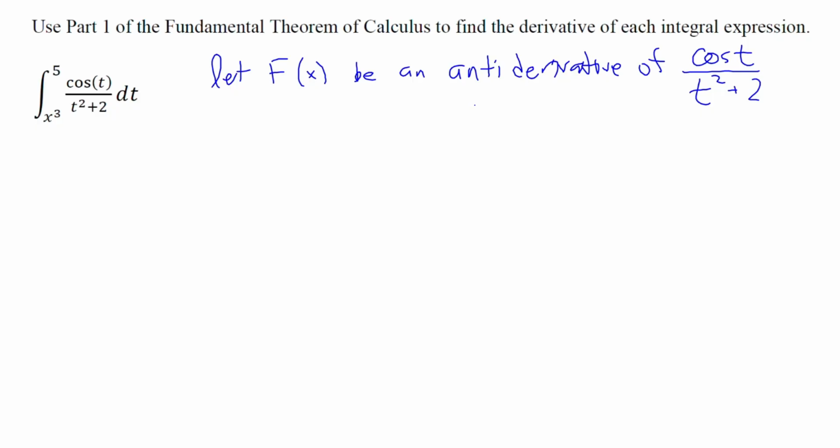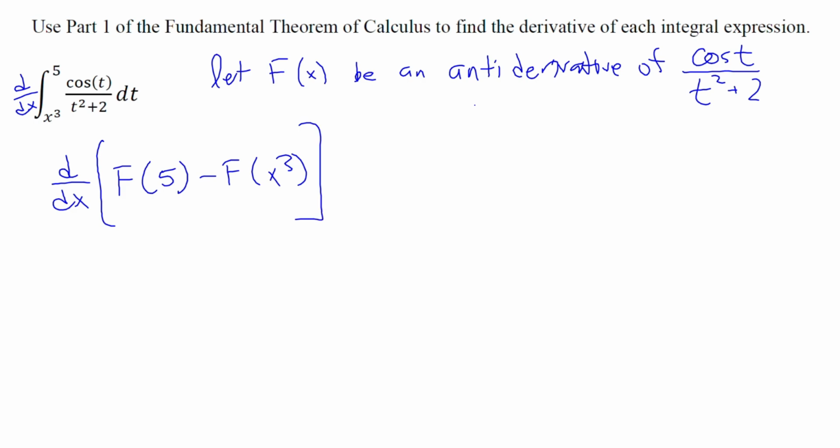Effectively then, if we want the derivative of this, because that's what it's asking us to do, then that should be the derivative of the integral of that function evaluated from x cubed to 5. Well, the function that's the integral of that is just capital F. So we'll evaluate that at 5 and x cubed. Now when I take the derivative of capital F of 5, well, capital F of 5 is a constant, and thus its derivative is 0. So really all we've got is the derivative of the opposite of capital F at x cubed.